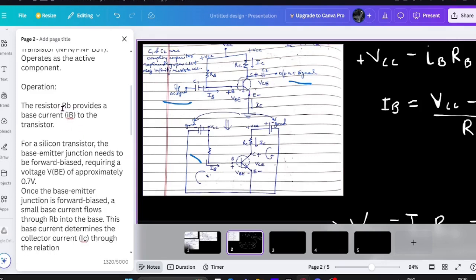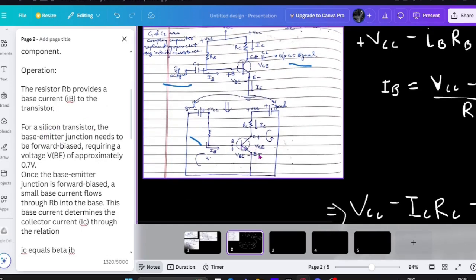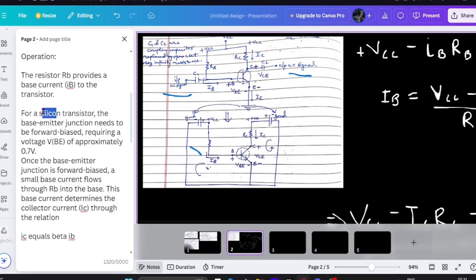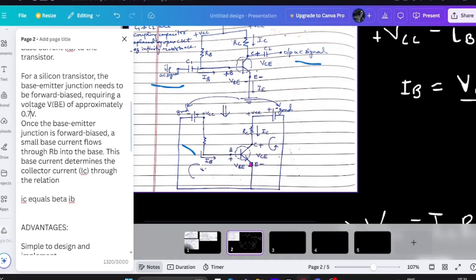Now the resistor RB provides a base current IB to the transistor. For a silicon transistor, the base emitter junction, that is this junction particularly, needs to be forward biased, requiring a voltage denoted as VBE of approximately 0.7 volts. And if there were a germanium transistor, then the same would go down to 0.3 volts. Now once the base emitter junction is forward biased, a small current flows through RB into the base.